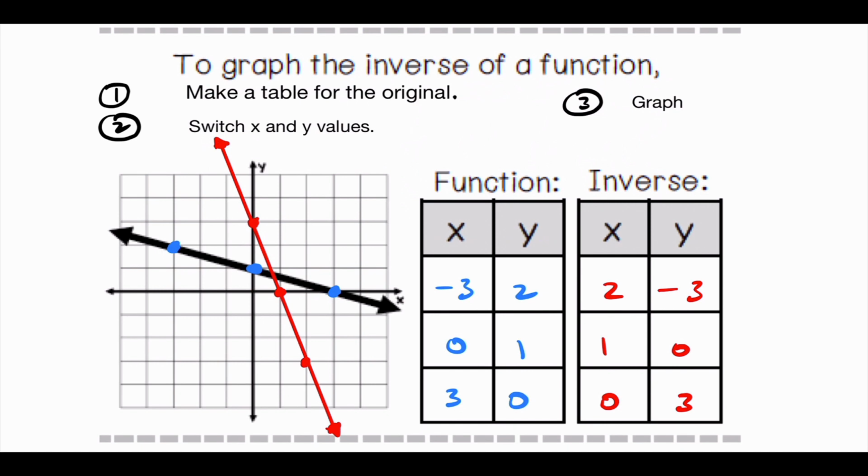-3, 2 is up here. 2, -3 is down here. They're the same distance away from that mirror line. It's called a mirror line. That's true with all inverses.